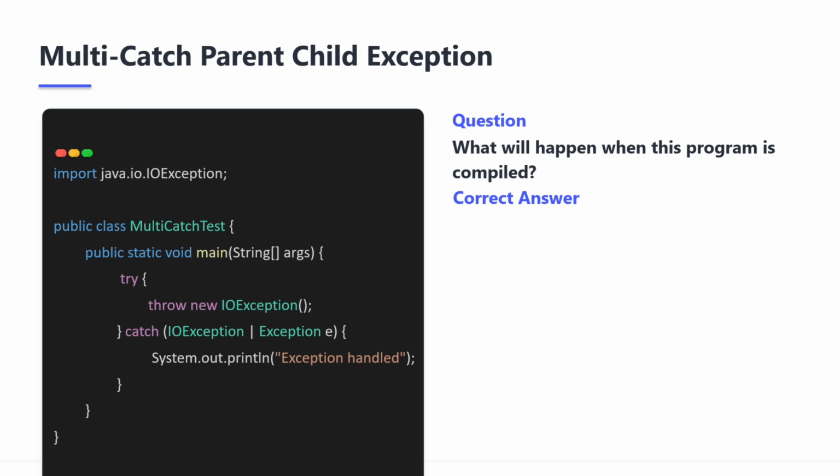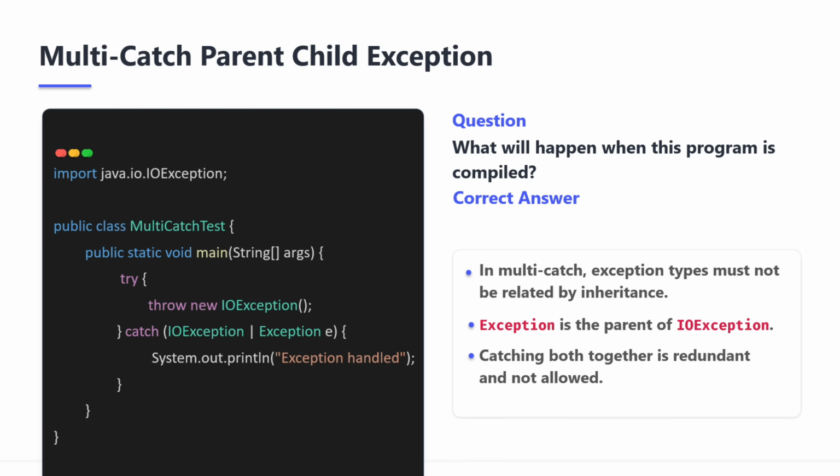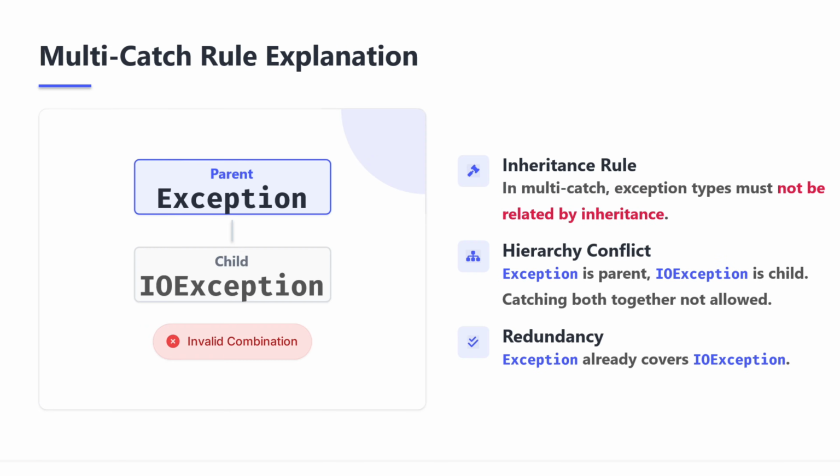In a multi-catch, the exception types must not be related by inheritance. But here, Exception is the parent class and IOException is a child class of Exception. That means Exception already covers IOException. So writing both together is redundant and not allowed. The program will not compile. The compiler will throw a compilation error. So that's why we can say option C, compilation error, is the right answer, because parent and child exceptions cannot be combined in a multi-catch.